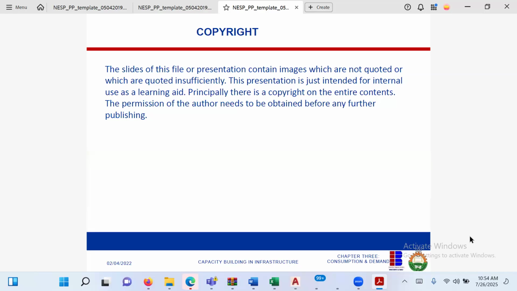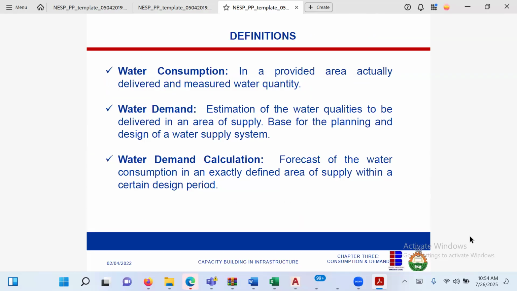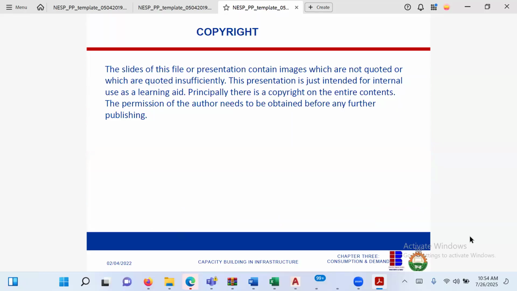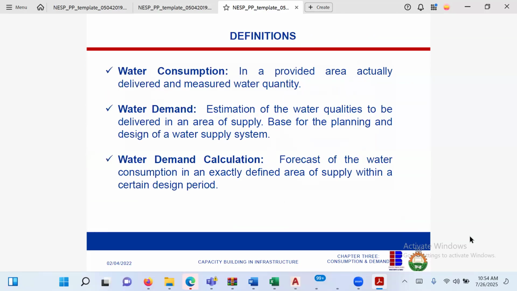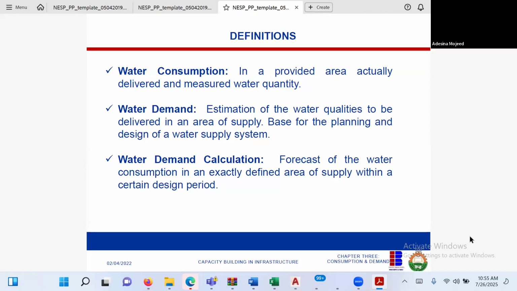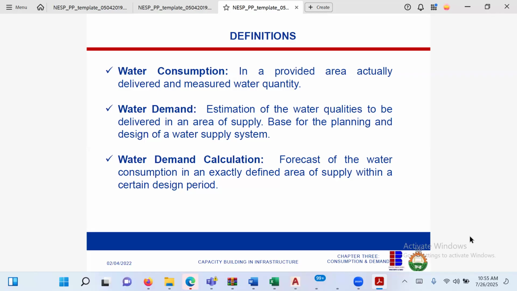Okay, so chapter 3, back again. This time around, we're talking about definitions, some terms. Let me at this point also say that some terms can be used interchangeably. One of the things that will make you a water expert is the ability to use the terms very, very well. So we have water consumption. What is water consumption? It says a provided area, actually delivered and measured water quantity. What is water demand? Water demand is the estimation of the water quantities to be delivered in an area of supply based on planning and design of your water supply systems. Water demand calculation is a forecast of the water requirement.